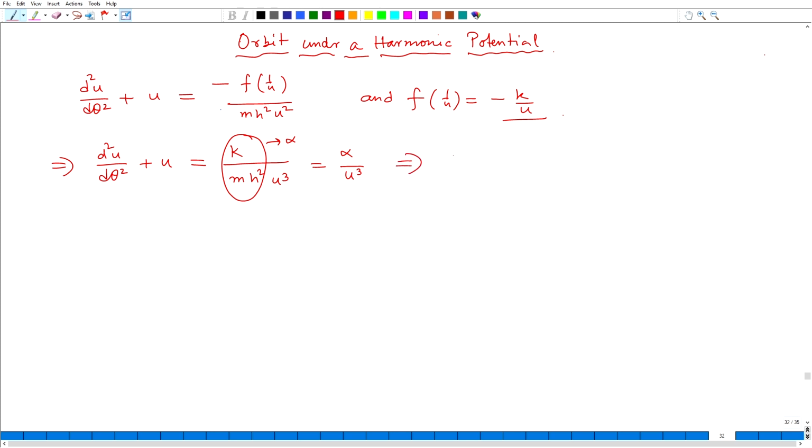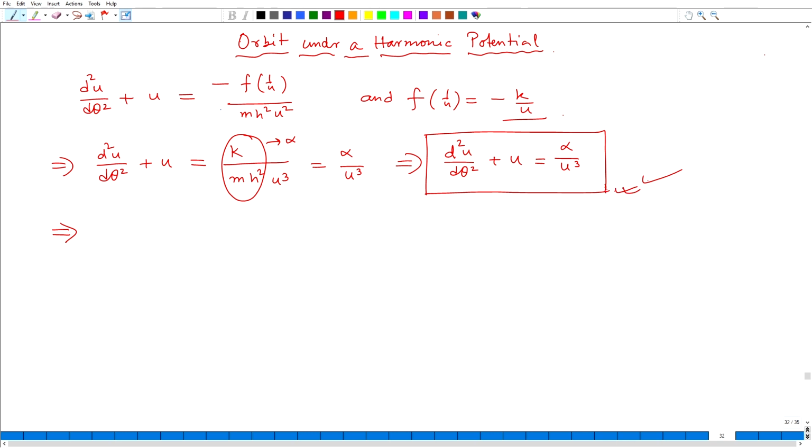Now the question is how to solve this for u as a function of theta to find the orbit. This equation is not a very straightforward equation to solve, but although a little bit tedious, finally we can find the trajectory analytically using this method. So what I will do? I will use a mathematical trick to multiply this equation by 2 du d theta. If I do this, 2 du d theta times d2u d theta 2 plus 2 u times du d theta is equal to 2 alpha by u cube du d theta.